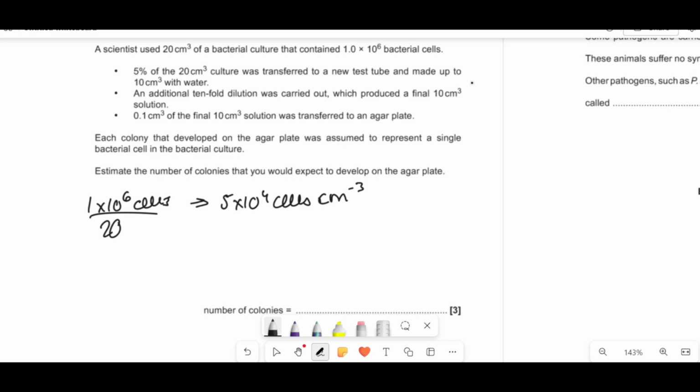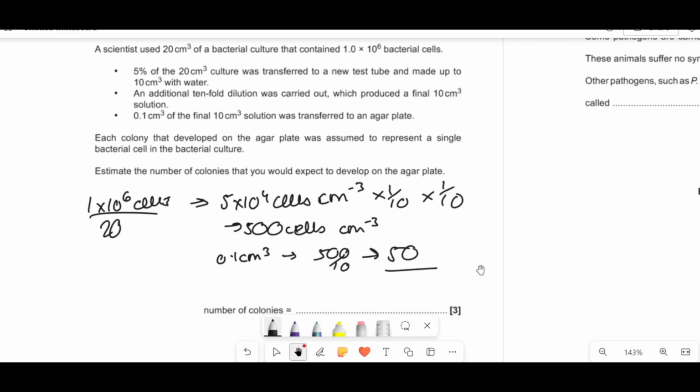So what they've done is they've diluted it by adding 1 of this and then taking 1 centimeter cubed of this and then adding 9 to make it 10. So they've done a 1 in 10 dilution, right? But then they've also done another 1 in 10 dilution as well, right? So if we do that, then we end up with 5 times 10 to the 4 divided by 10 and then divided by 10 again. So we end up with 500, right? Cells per centimeter cubed. Now, that's in our final thing. They've used 0.1 centimeters cubed of this. So if 1 centimeter cubed is 500 cells in it, 0.1 is going to have 500 over 10, which is 50. And there you go.